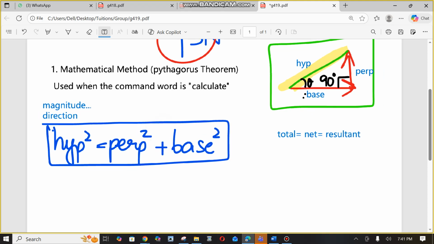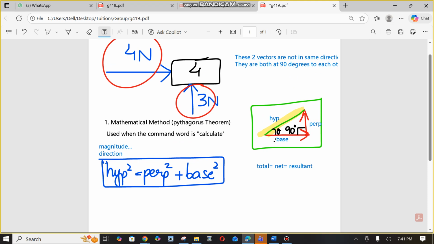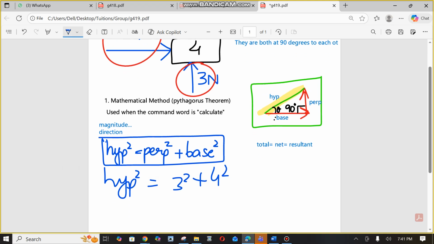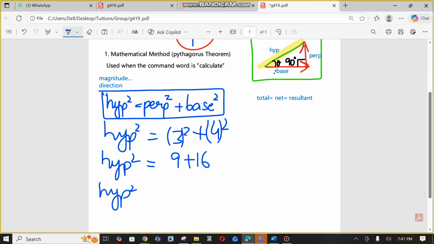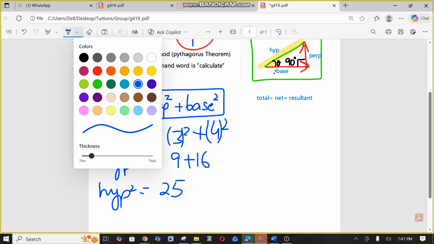So let's try and solve using this method with the values that are shown in box 4. 4 Newton is going to be the base in this case. 3 Newton is going to be the perpendicular in this case. So I will have hypotenuse squared equals 3 squared plus 4 squared. Always try to put brackets on your calculator whenever there are indices and exponents. The square of the hypotenuse gives us 3 times 3 is 9 plus 16. This gives 25. Hypotenuse squared being 25.